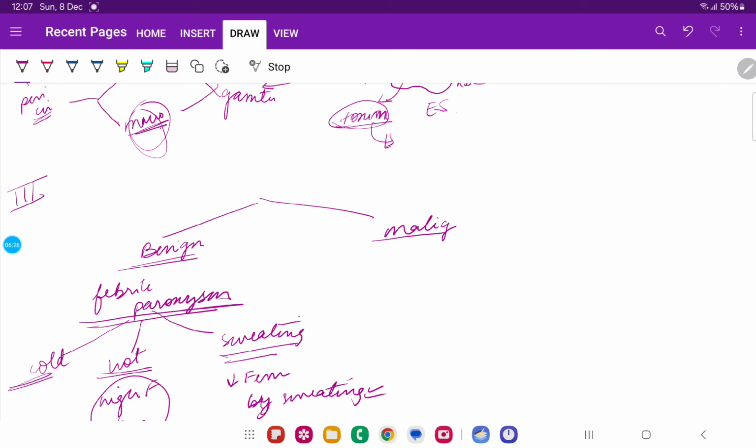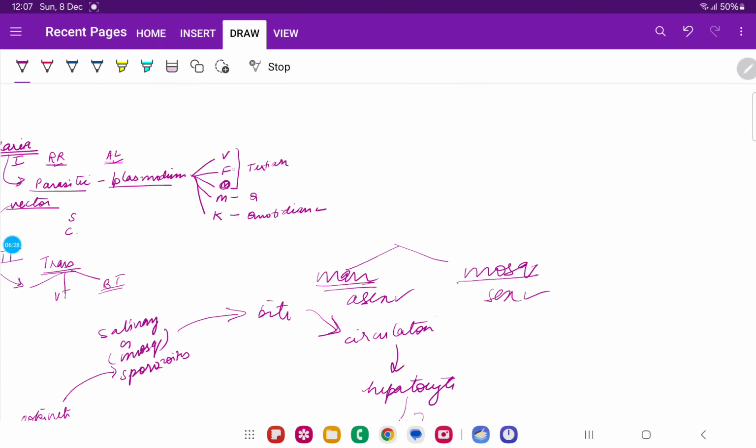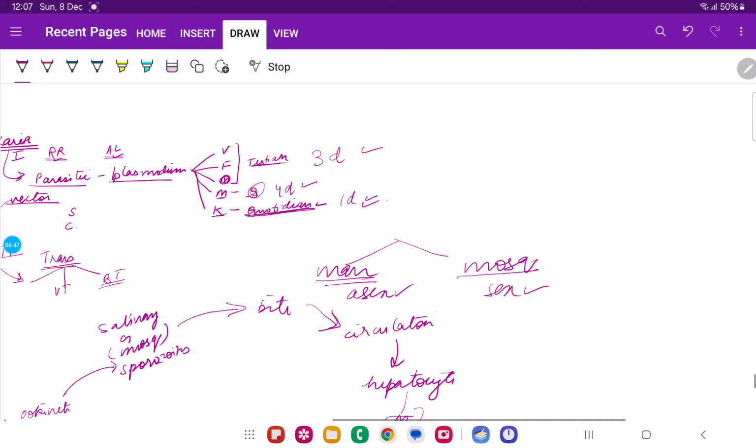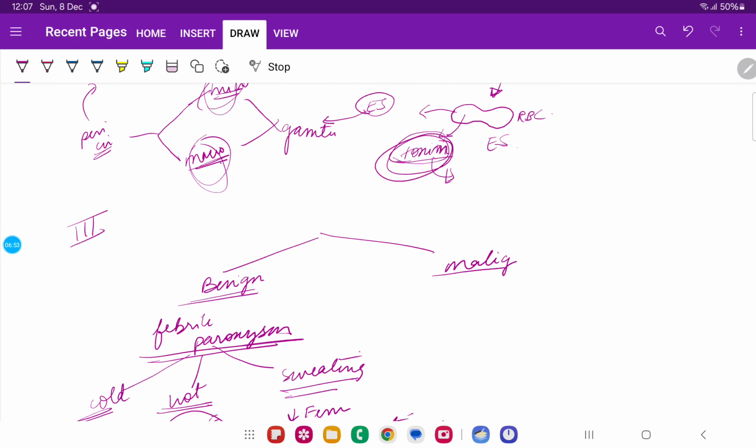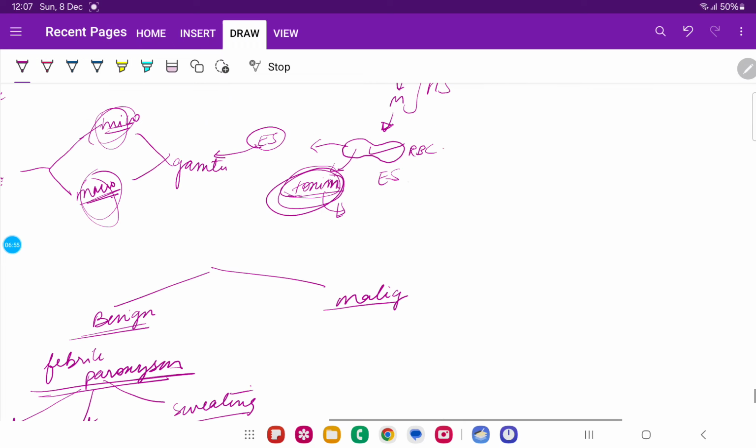As we saw here, vivax, falciparum and ovale cause tertian fever, so every 3 days the fever occurs. Malariae causes quartan fever, every 4 days the fever occurs. Knowlesi, this is quotidian, every day the fever occurs. So this fever correlates with when the toxin is released from the RBC.